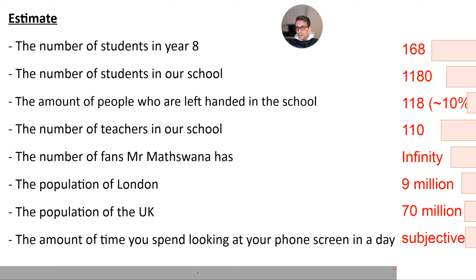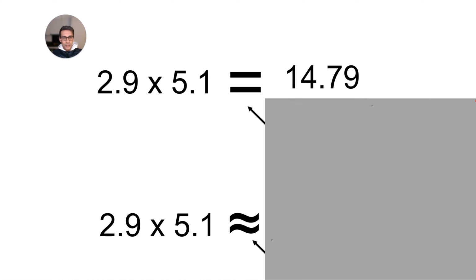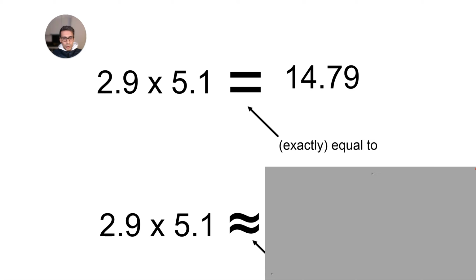Okay, so let's look at a key way of representing an estimation versus a calculation. If you were asked to work out 2.9 times 5.1 and you worked out the exact answer, maybe with a calculator, maybe by doing long multiplication, then this is called what you already know. It's called exactly equal to, and we use this symbol here, which you're used to. It's just the equal sign.